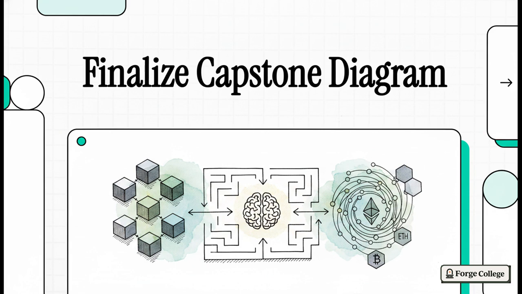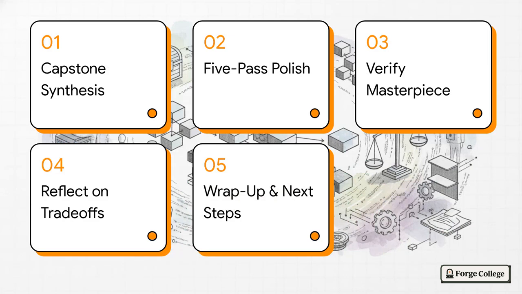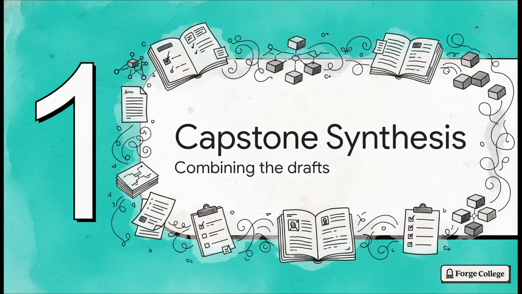Let's get into it. Here's our master blueprint for today's review session. We've got 1. The capstone synthesis. 2. The 5-pass polish. 3. Verifying your masterpiece. 4. Reflecting on trade-offs. And 5. Wrap-up and next steps. Starting off with Section 1, the capstone synthesis.